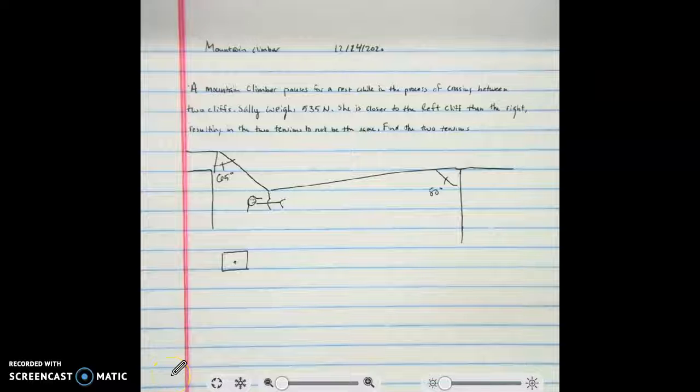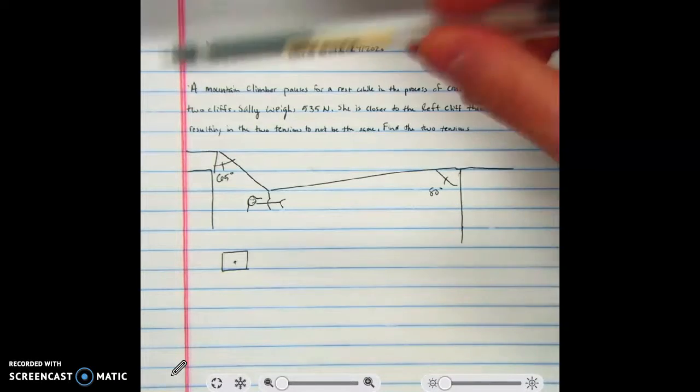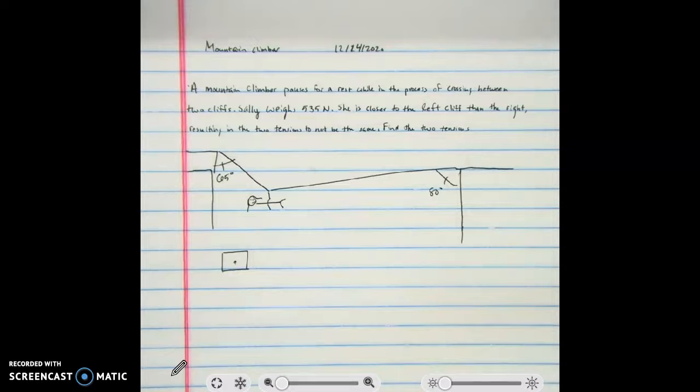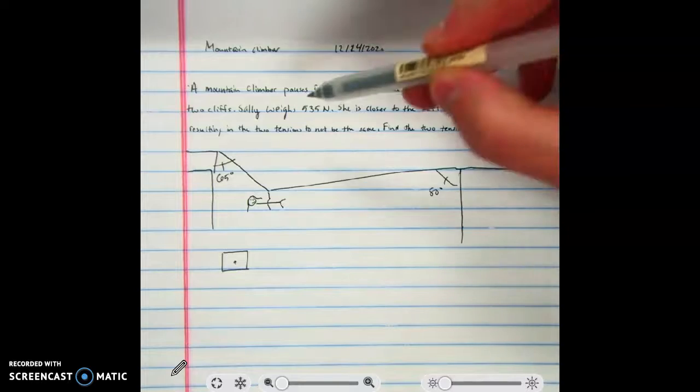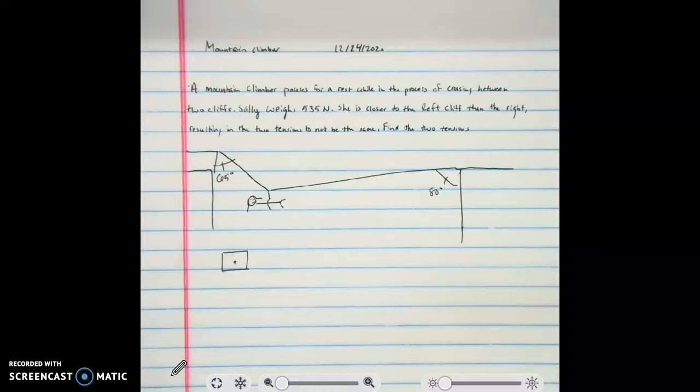All right, hi everybody. Today we're gonna go through a mountain climber question. A mountain climber pauses for a rest while in the process of crossing between two cliffs. Sally is the climber, weight of 535 newtons. She's closer to the left cliff than to the right, resulting in the two tensions not being the same. Find the tension.